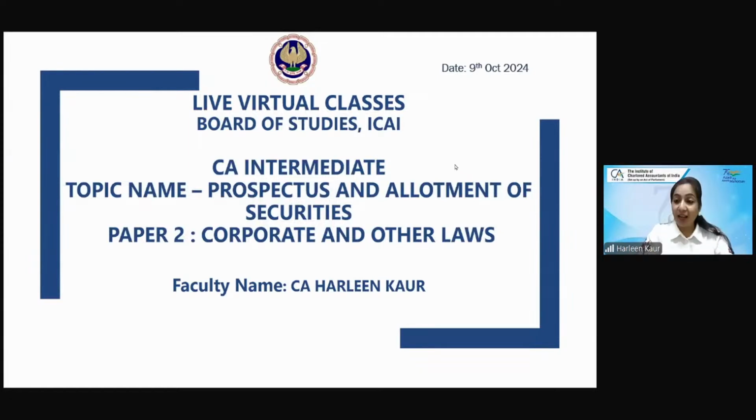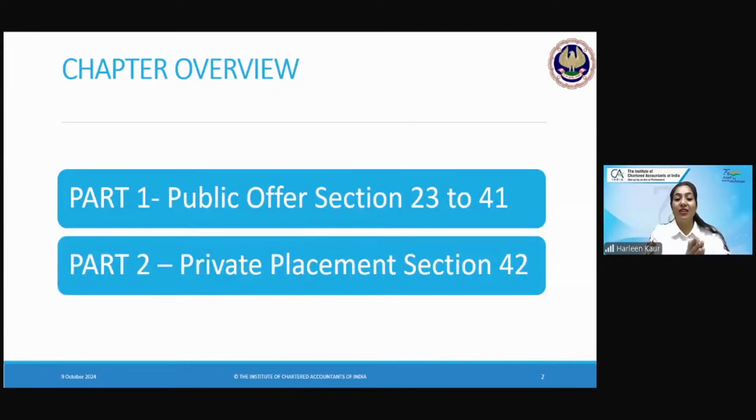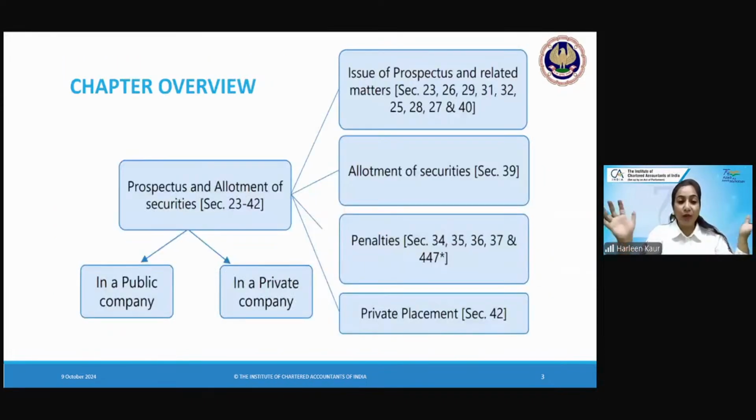I hope you have done by now your preliminary chapter 1. You have finished your incorporation. And now we're going to start with chapter number 3 of Companies Act, that is Prospectus and Allotment of Securities. As the name itself suggests, prospectus and allotment. Before we begin this session, let me give you a small overview of this chapter, what all this chapter is about. The moment you hear the word prospectus, obviously we are in Companies Act, we are talking about something related to a company.